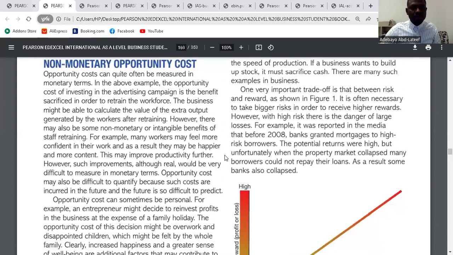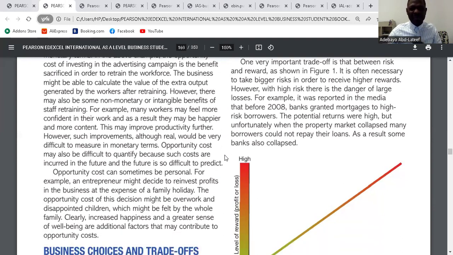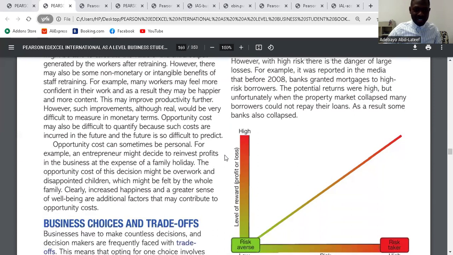So let's read anyway. The business might be able to calculate the value of the extra output generated by the worker after retraining. However, there may also be non-monetary or intangible benefits of staff retraining. So for example, many workers may feel more confident in their work, and as a result, they may be happier and more content. This may improve productivity further. However, such improvements, although real, would be very difficult to measure in monetary terms. Opportunity cost may also be difficult to quantify because such costs are incurred in the future, and the future is so difficult to predict. Opportunity cost can sometimes be personal. For example, an entrepreneur might try to invest profits in the business at the expense of a family holiday.